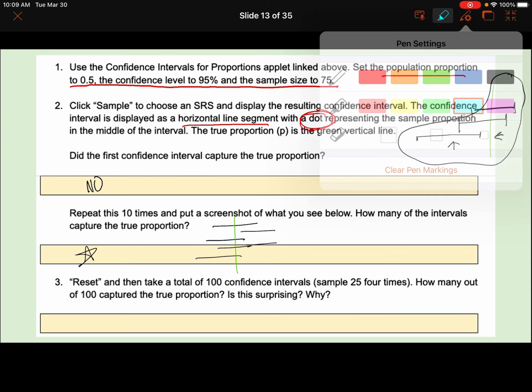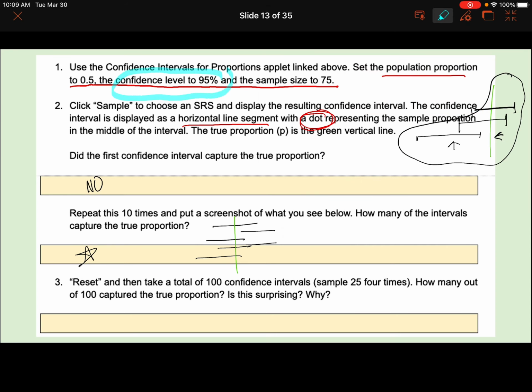And as far as, is that surprising? It shouldn't be. Our confidence level was set to 95%. So what that means is that 95% of the confidence intervals will contain the true proportion.